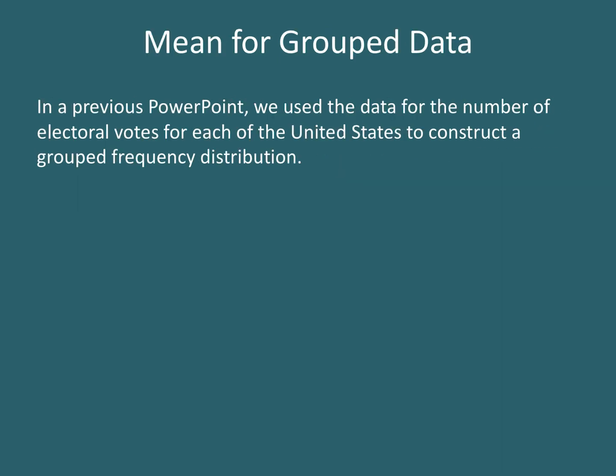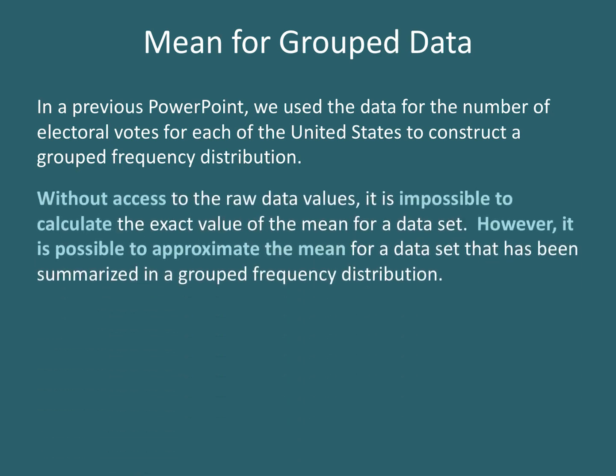Mean for grouped data. In a previous PowerPoint, we used the data for the number of electoral votes for each of the United States to construct a grouped frequency distribution. However, without access to the raw data values, it is impossible to calculate the exact value of the mean for the dataset. However, it is possible to approximate the mean for a dataset that has been summarized in a grouped frequency distribution.